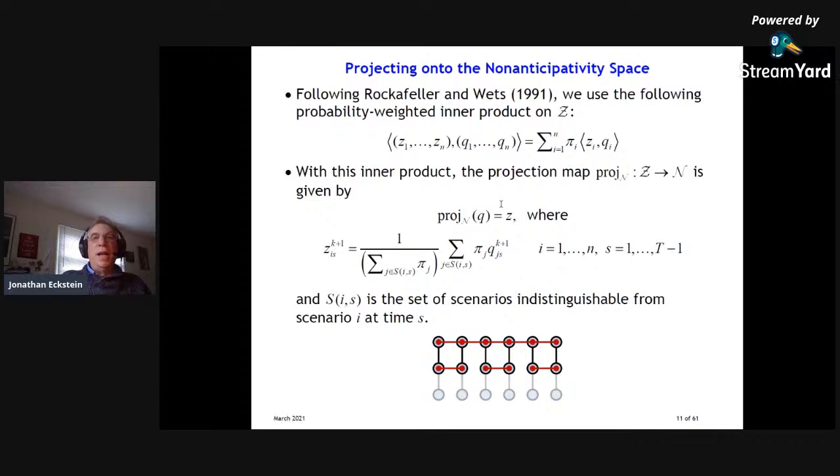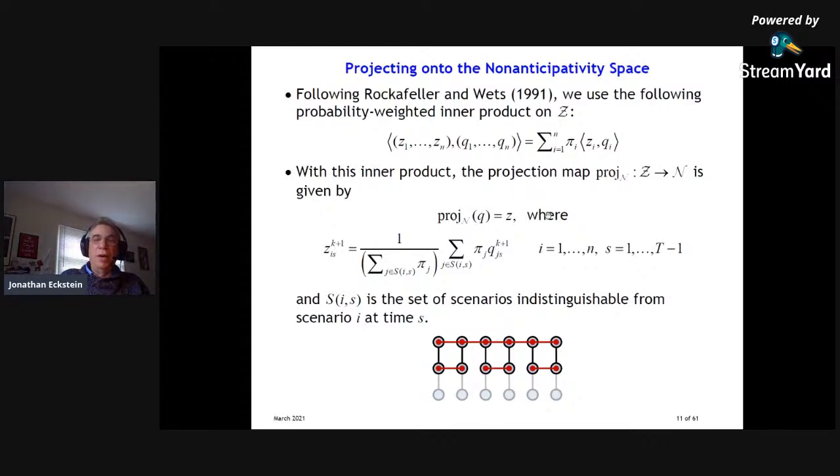Okay, and so now Rockafellar and Wets used a probability weighted metric on Z. Instead of using the canonical inner product on this Z, they just weighted each scenario by the probability of that scenario. So they use this inner product.